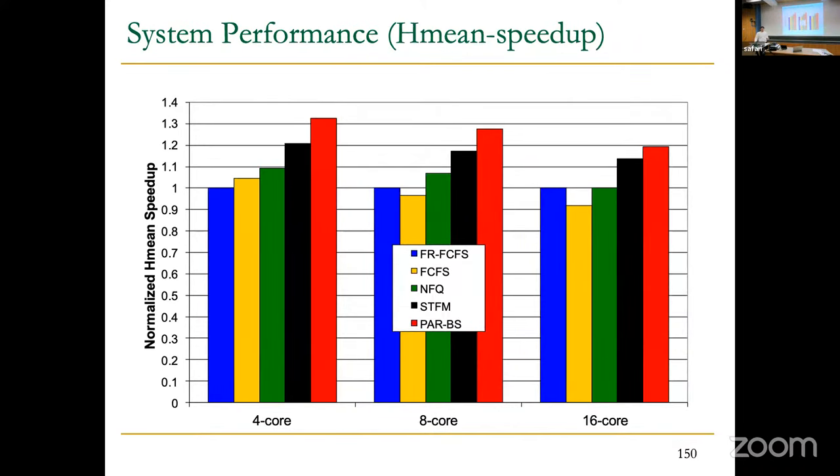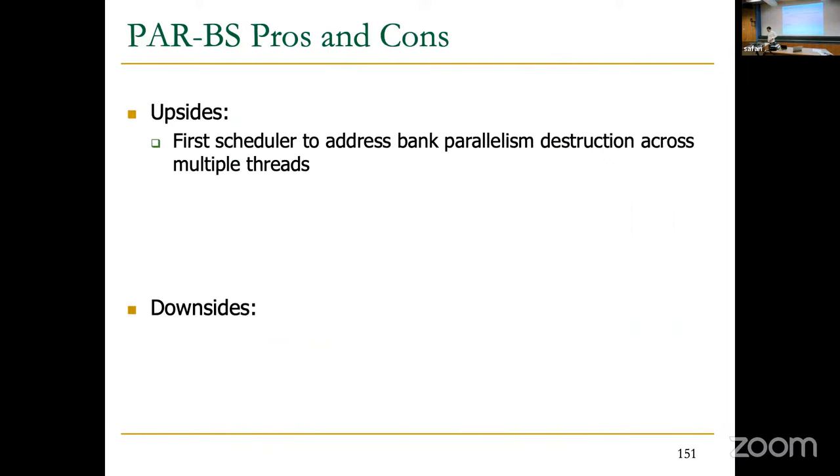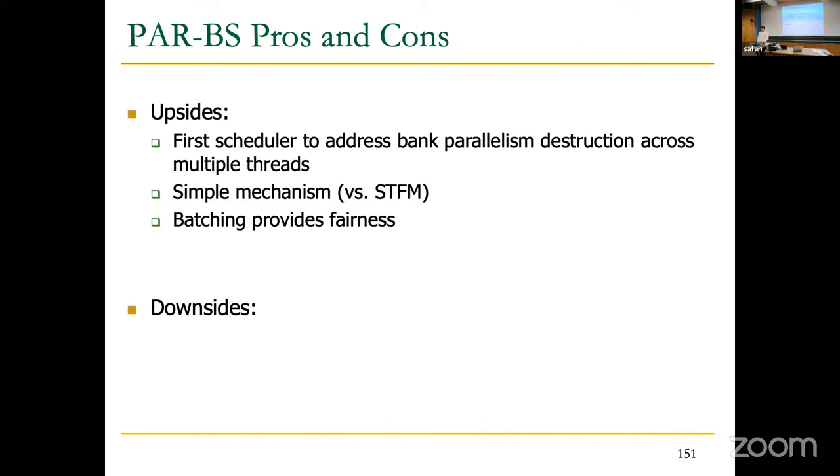And it also provides better system speedup, right? Because we can now exploit bank level parallelism inside the thread. We improve performance over STFM, even when we compare to STFM. Now, the benefit of this approach is it's the first scheduler to address bank level parallelism destruction across multiple threads. That's the problem we introduced in the first slide. And it's a simple mechanism compared to STFM, simple in the sense that it's very easy to implement. And batching is not just improving performance, it's also improving fairness, and we have seen that in the results also.